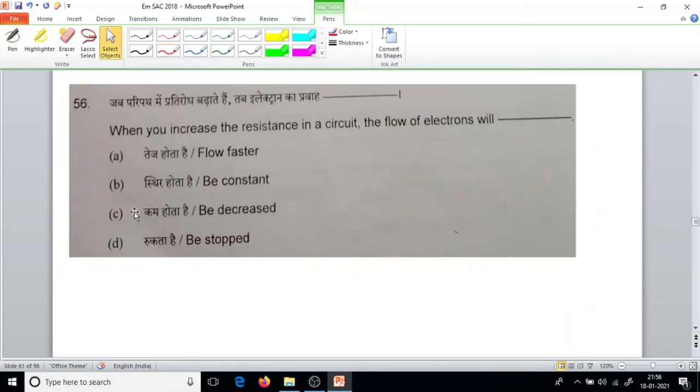Question number 56. When you increase the resistance in a circuit, the resistance will oppose the flow of electrons. So the flow of electrons will decrease.